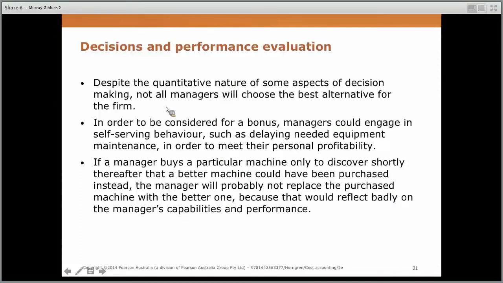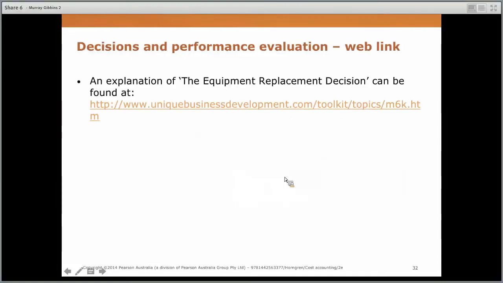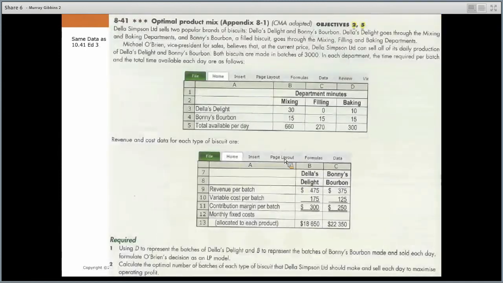So we've got this human factor coming into decision making, that people try to cover up and may not necessarily be acting in the best interests of the firm. So yeah, even delaying needed equipment maintenance just so they get a nice little bonus in their division, perhaps there would be some incentive possibly for managers to do that. Another web link or YouTube link, if you want to chase that up: the equipment replacement decision.